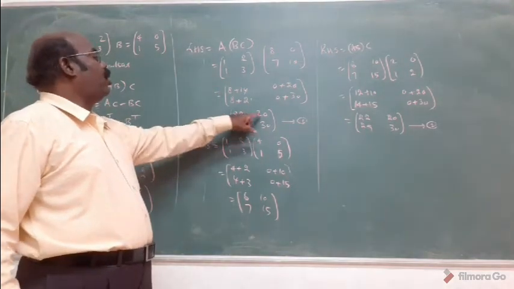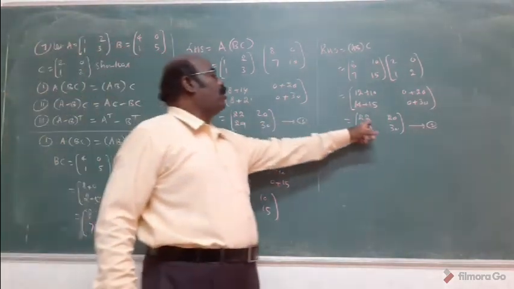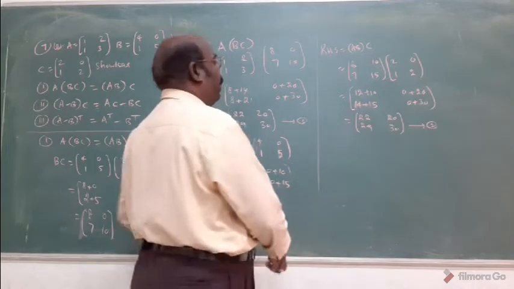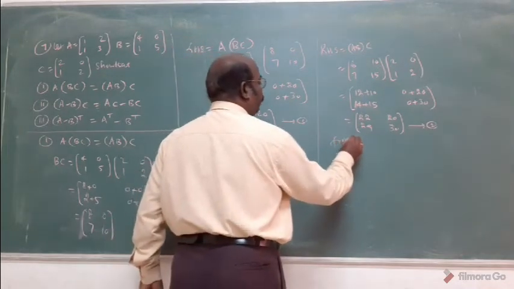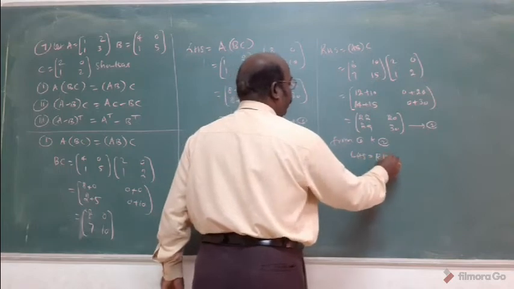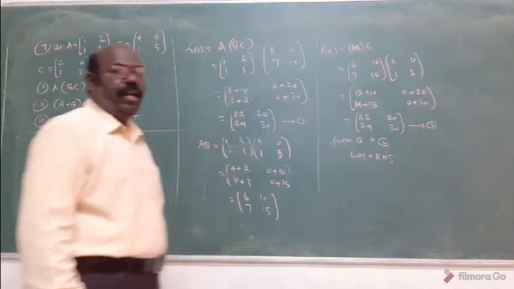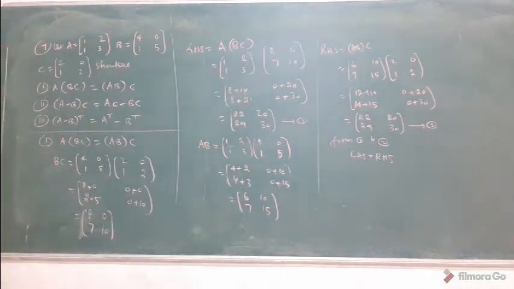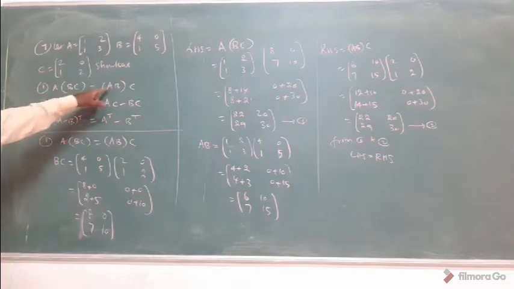Now, consider LHS and RHS. LHS is what? 22, 20, 29, 30. Here also 22, 20, 29, 30. Both answers are equal. Definitely, both answers are equal. Suppose not equal, then this is called an associative problem. Matrix multiplication is always associative. That is what? ABC, and the other side also ABC. Just change the bracket only.